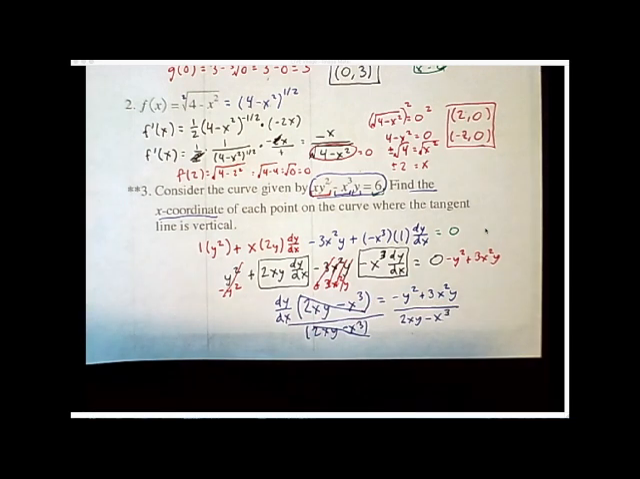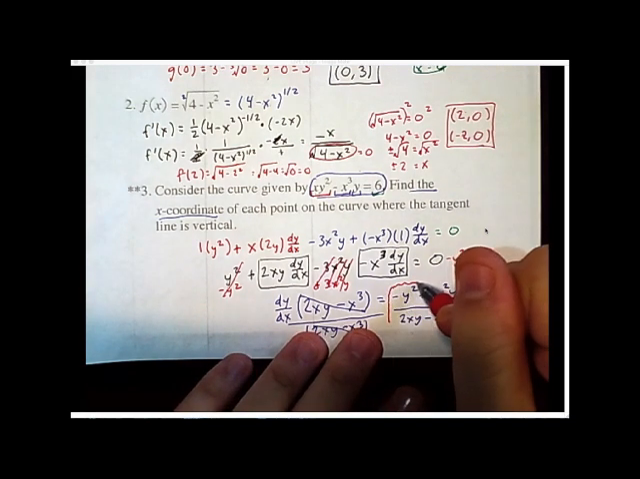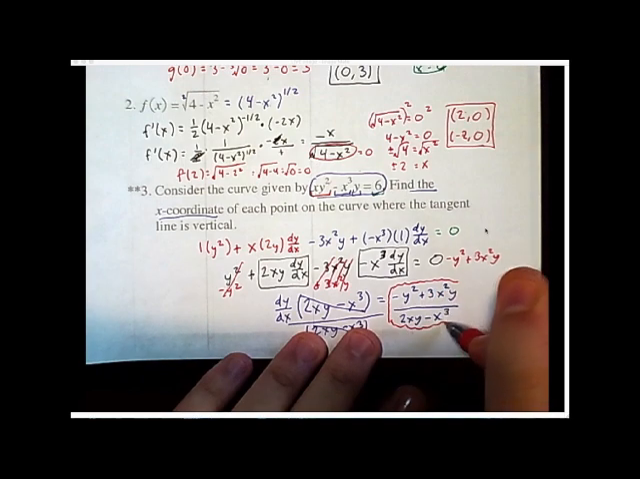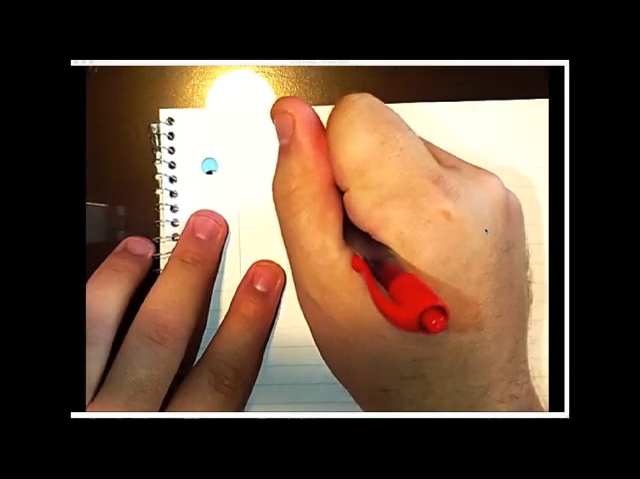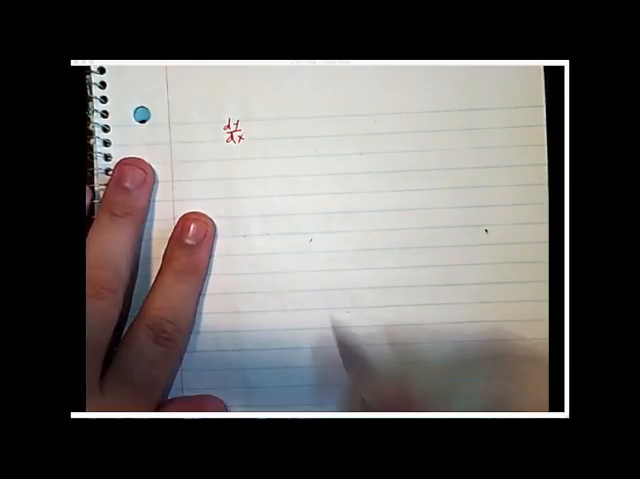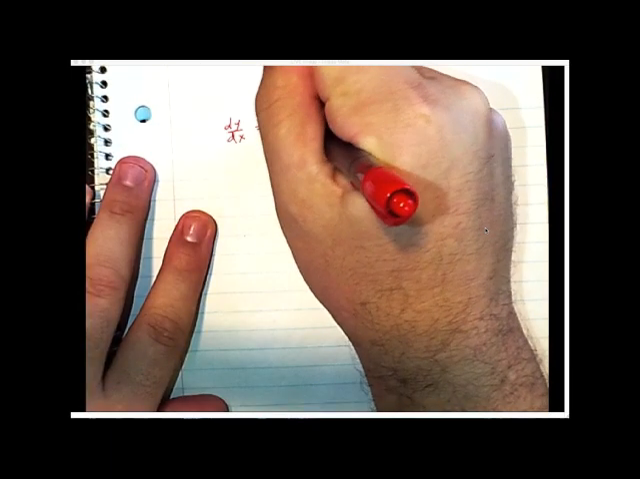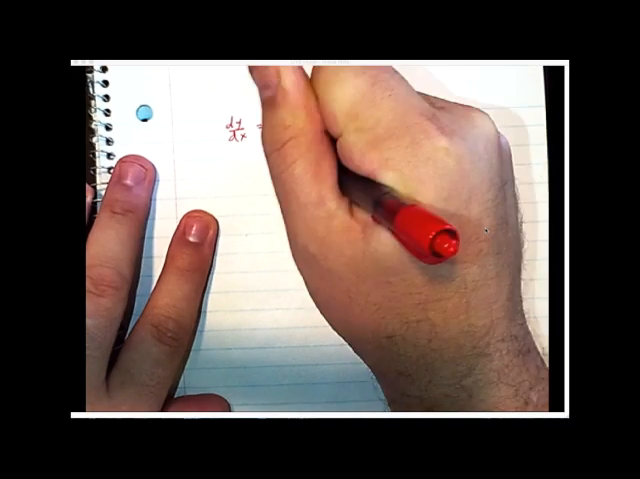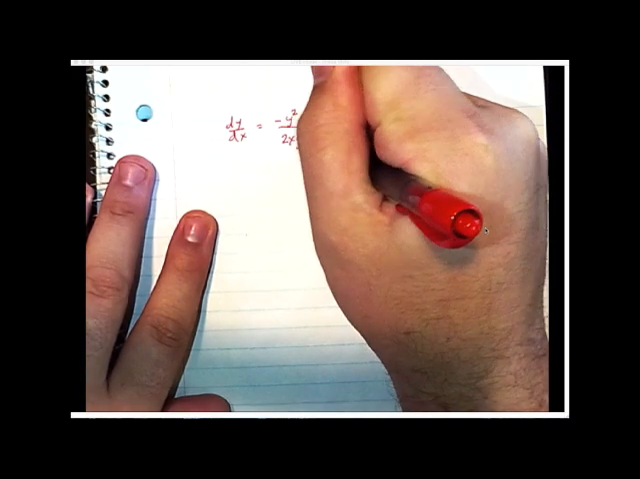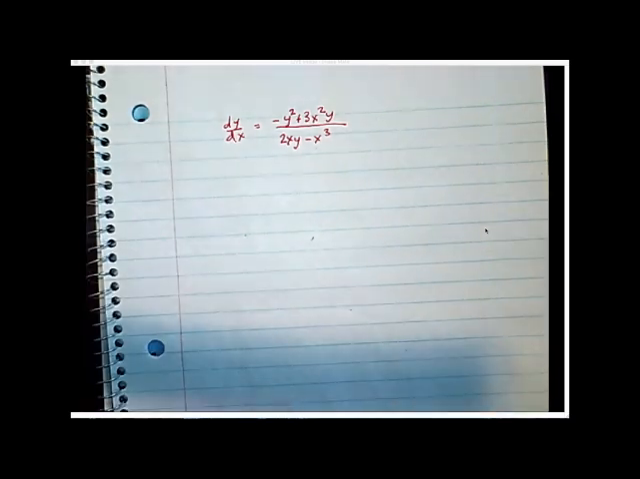So that's the derivative. This is the derivative right here. I'm just going to go to a piece of paper. I think I'm going to need a little bit more room. So we have dy/dx equals negative y squared plus 3x squared y over 2xy minus x cubed.